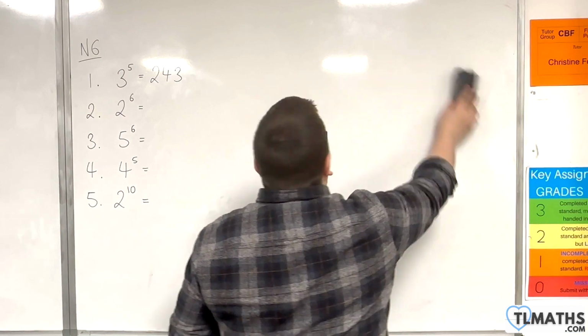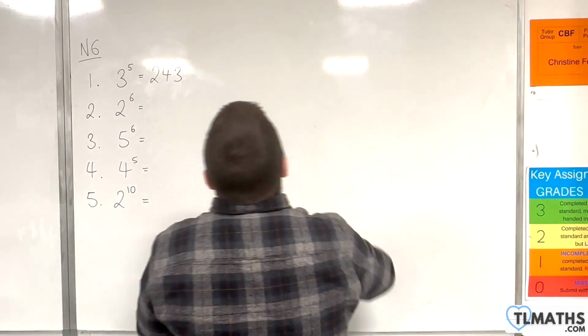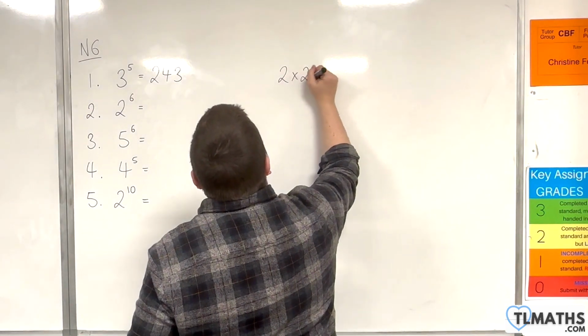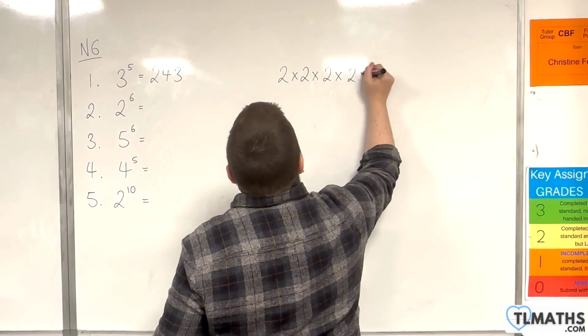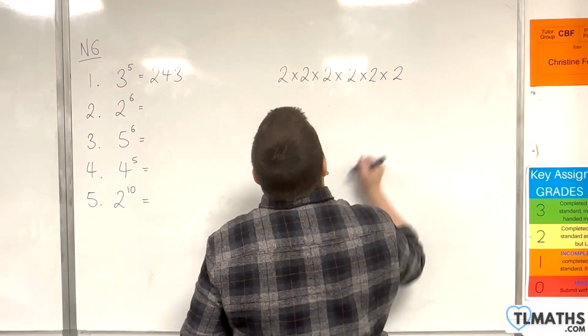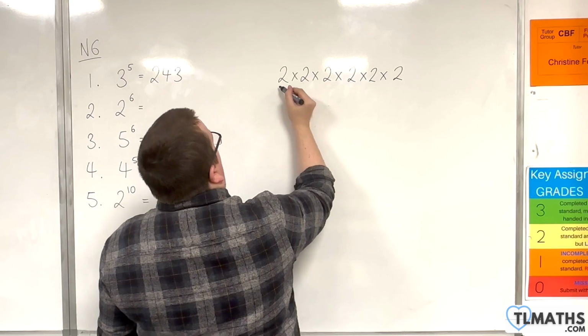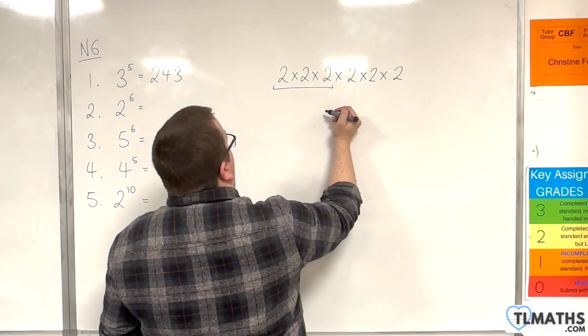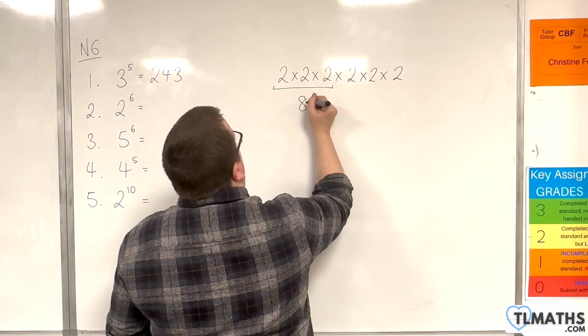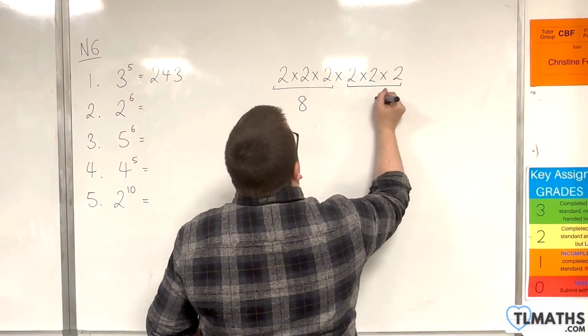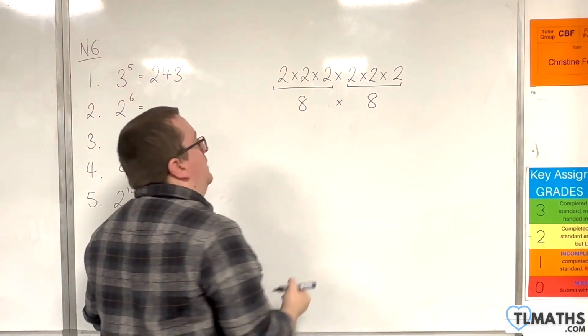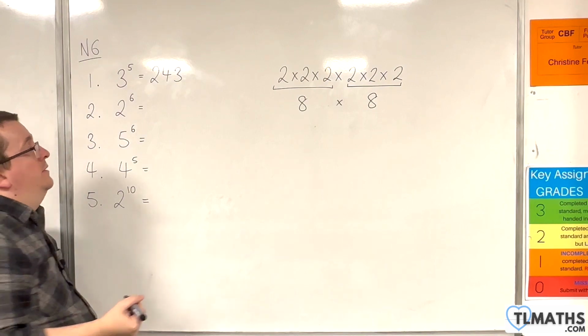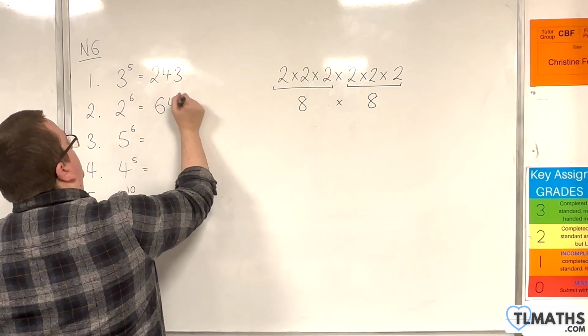Right, then we have 2 to the power of 6. So 2 times 2 times 2 times 2 times 2 times 2. So what we have here is 2 cubed, which is equal to 8. And here we've got 2 cubed, which is equal to 8. And so it's the same as 8 times 8, which is 64.